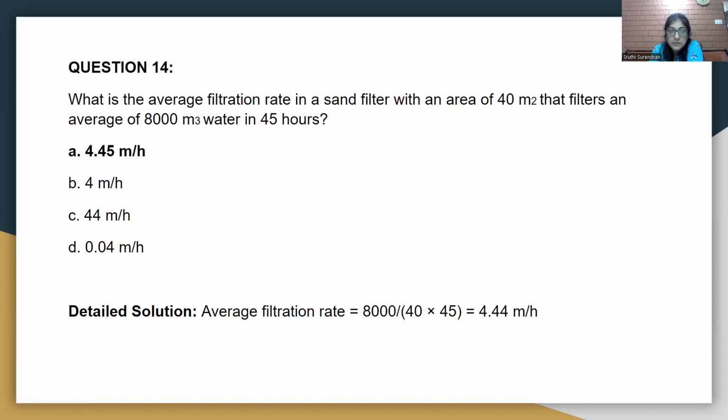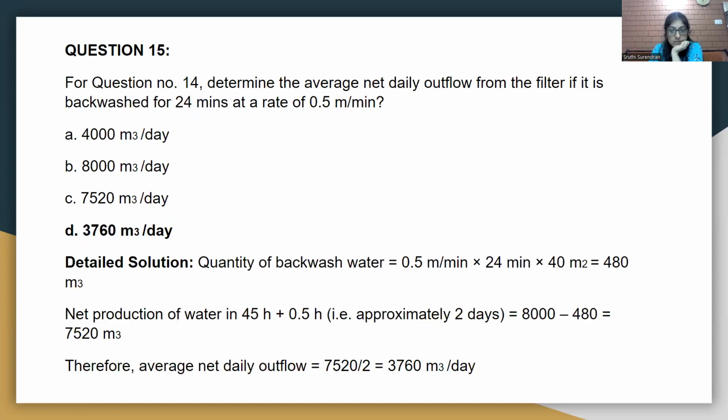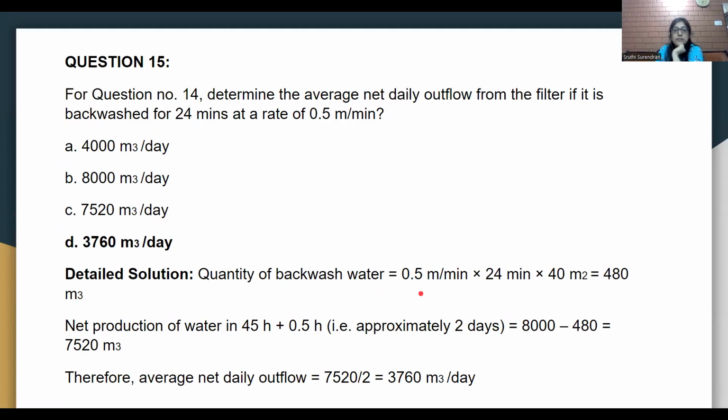This is question number 14. We have the average filtration rate here. Here they are asking us for the net outflow after some of the water has been used for backwash. So now, if you see here, the quantity of backwash water computed, we have been given the rate of 0.5 meters per minute. We have also been given for how long this backwashing is done. It is done for 24 minutes.